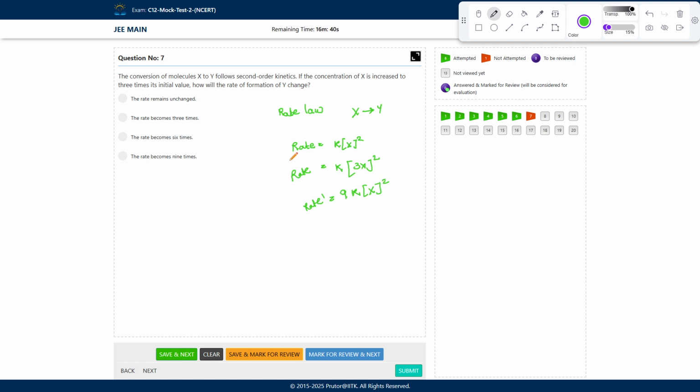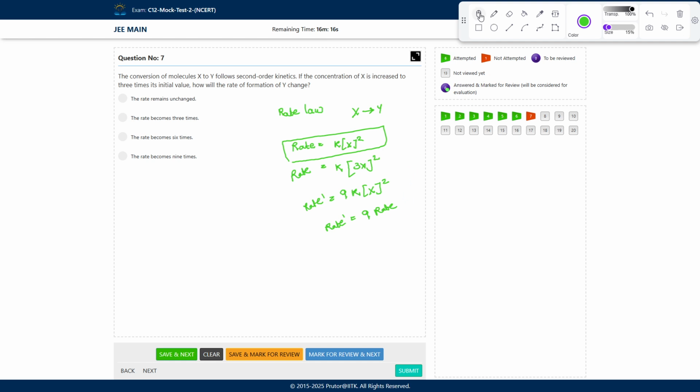Now if you see, this is the first expression and this is the new expression. So Kx whole square is our rate. So you can write it as rate prime is going to be equal to 9 times the rate. You can write it like that, right? So the new rate becomes 9 times the initial rate.